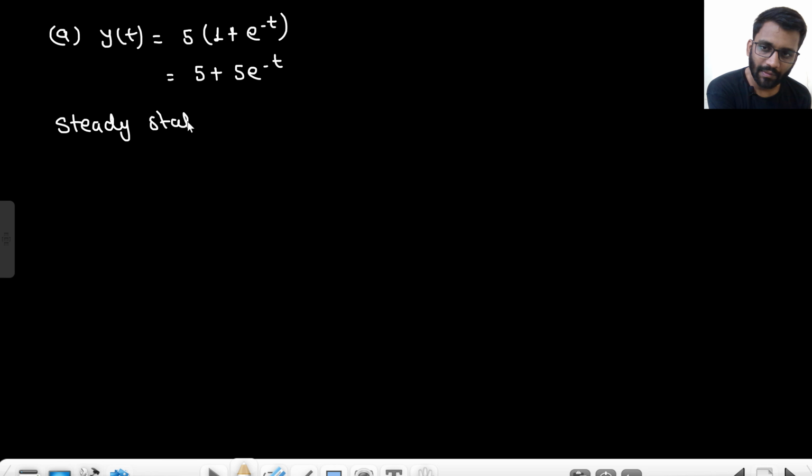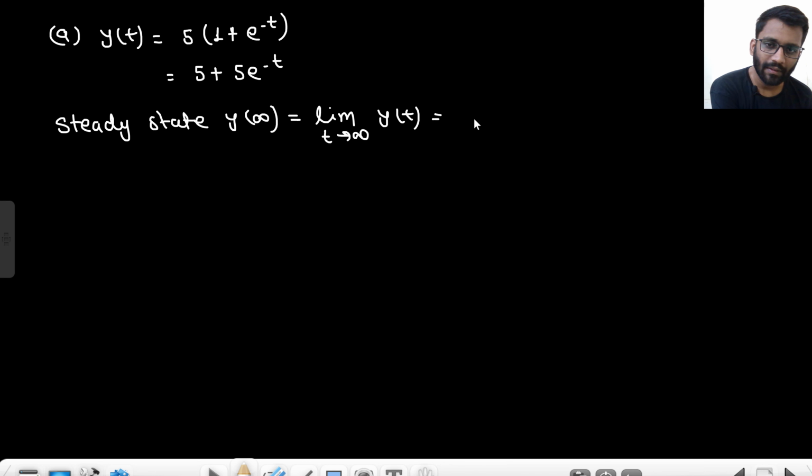Steady state. Steady state is y infinity. So simply put, t tends to infinity in y(t). So 5 plus 5 e to the power minus infinity. Now what is the value of e to the power minus infinity?